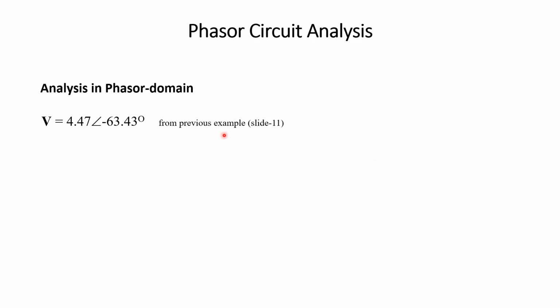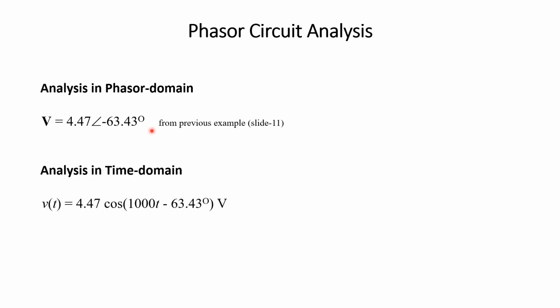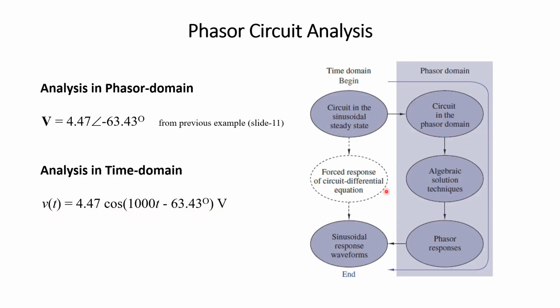Analysis in the phasor domain: from a previous slide, number 11, we have found that we end up over here. This is the circuit response we have discussed before in phasor form, 4.47 minus 63.43, and in the same circuit we found that its response in time domain is 4.47 cosine this. And now a quick comparison of analysis in time domain and analysis in phasor domain.